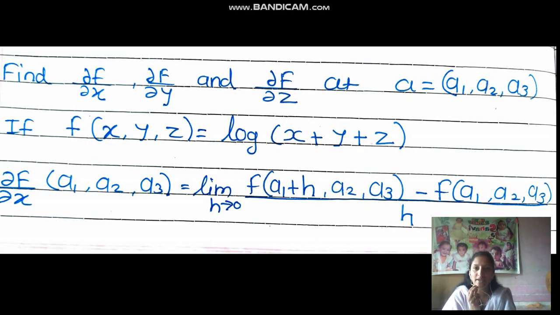Next one is find dou f by dou x, dou f by dou y, dou f by dou z at point (a1, a2, a3). Our function is f of (x, y, z) equals log of (x plus y plus z). Okay. Now here we have to find dou f by dou x, dou f by dou y and dou f by dou z. Now let's check dou f by dou x at (a1, a2, a3). We have to find dou f by dou x, so we are adding h in the first coordinate here. Limit h tends to 0, f of (a1 plus h, a2, a3) minus f of (a1, a2, a3) upon h. Okay. So we have to calculate dou f by dou x at that point.